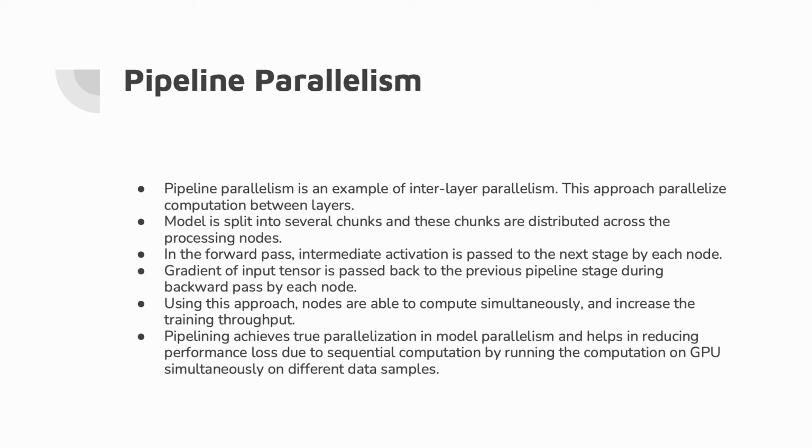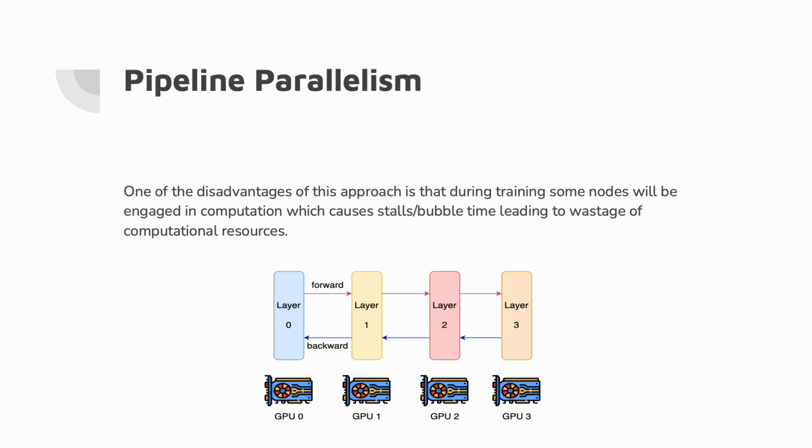Pipelining is an example which achieves true parallelization in model parallelism, and it helps in reducing the performance loss due to sequential computation by running the computation on GPUs simultaneously on different data samples. So here you can see the figure showing this pipeline parallelism. Here we can see multiple layers, with each GPU handling different layers, and we have a forward pass and a backward pass.